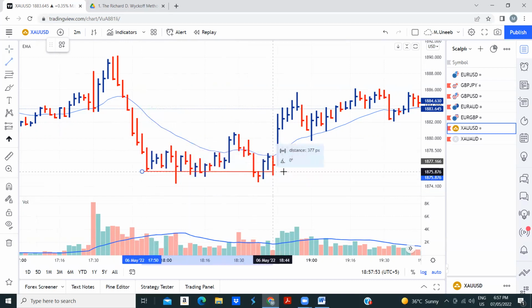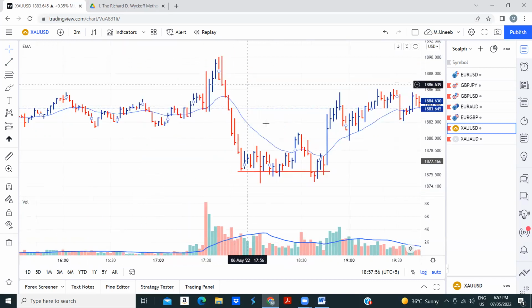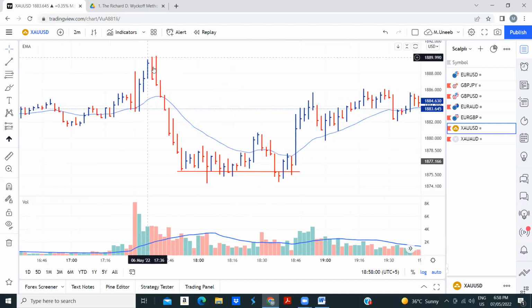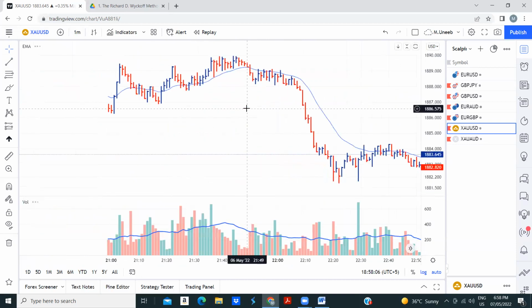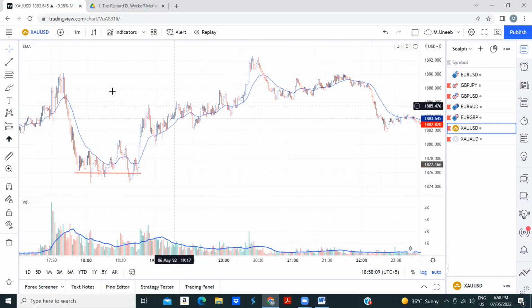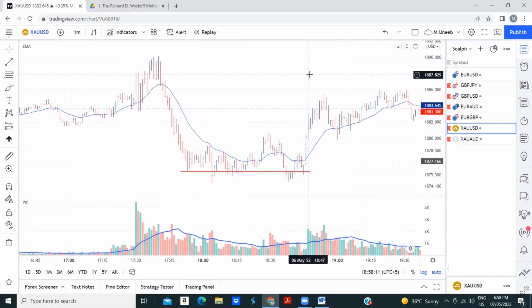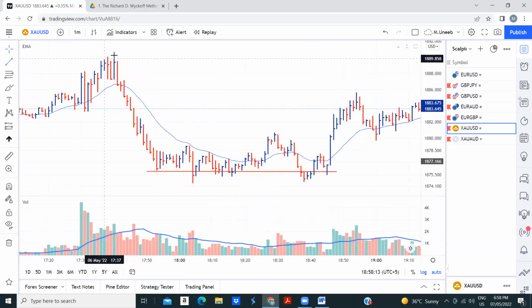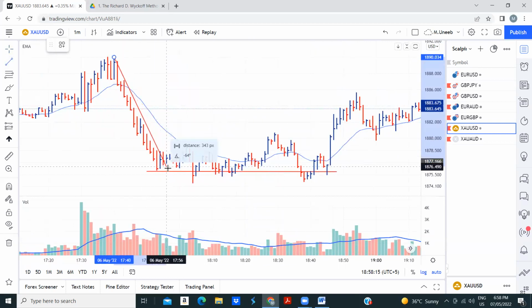We draw from here. First of all, we have to draw the channel. Can we draw a channel over here on 2 minutes? Now it's very risky. It's very hard to draw the channel over here. So what we can do, we can convert it to 1 minute chart. When it's hard to draw a channel, you can convert it to the lower time frame. This is the important concept. Now you can draw the channel here.